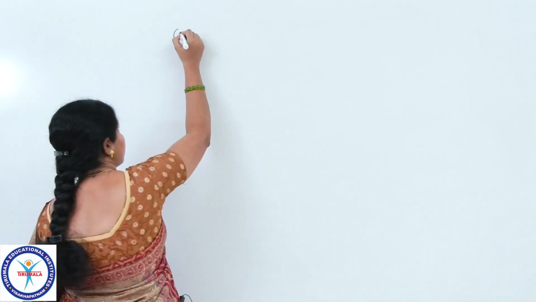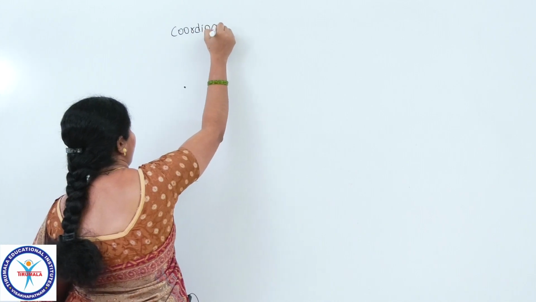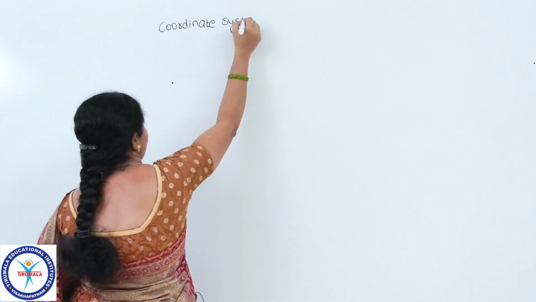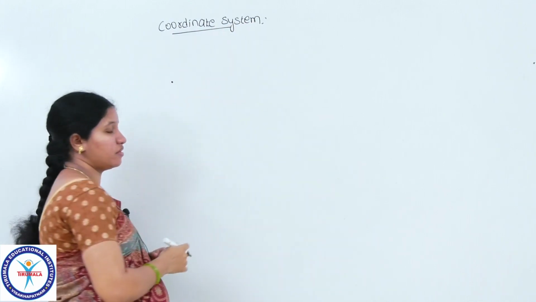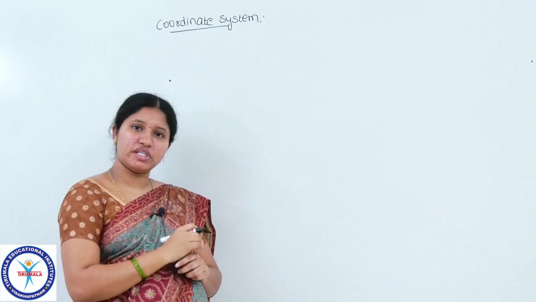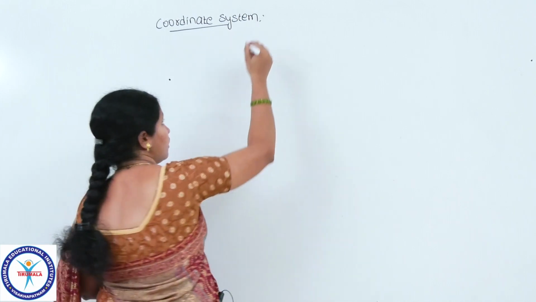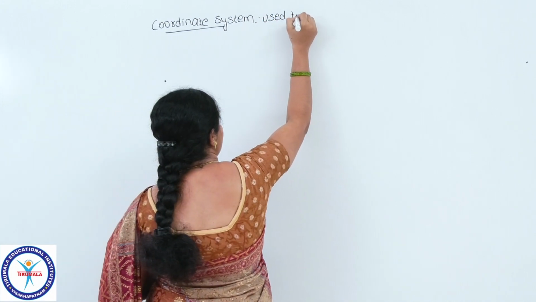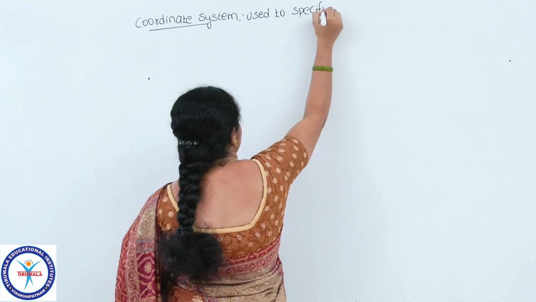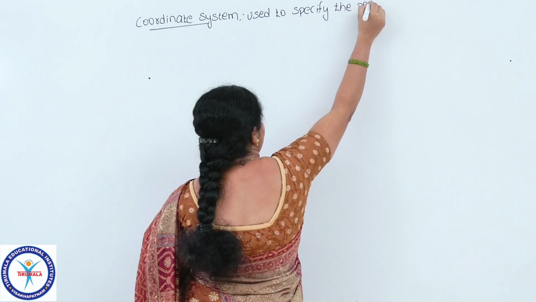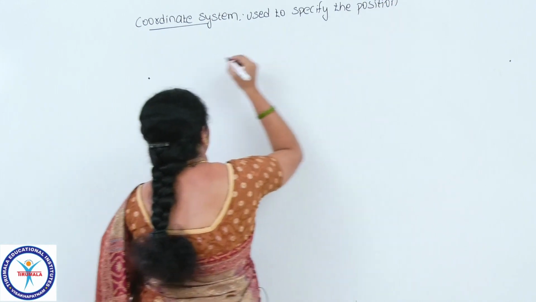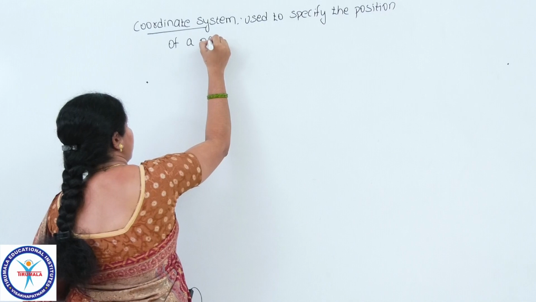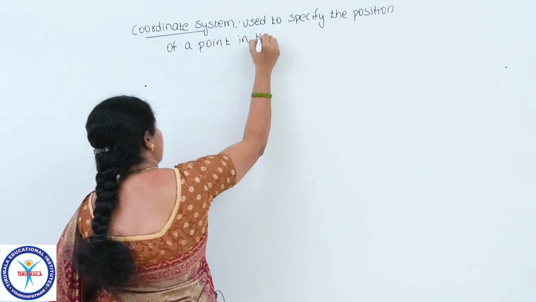Now, let us see how to resolve a given vector into its rectangular components. First, let us see what is meant by coordinate system. Coordinate system is used to specify the position of a point in the space.